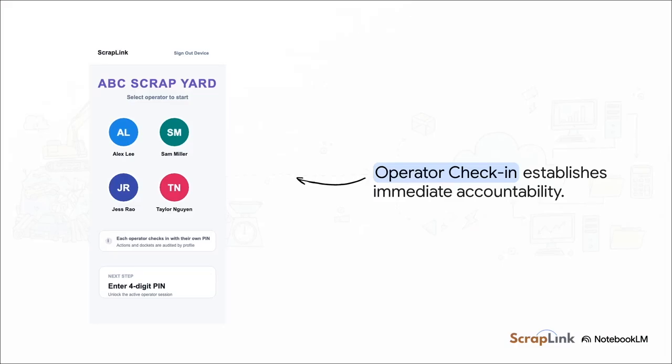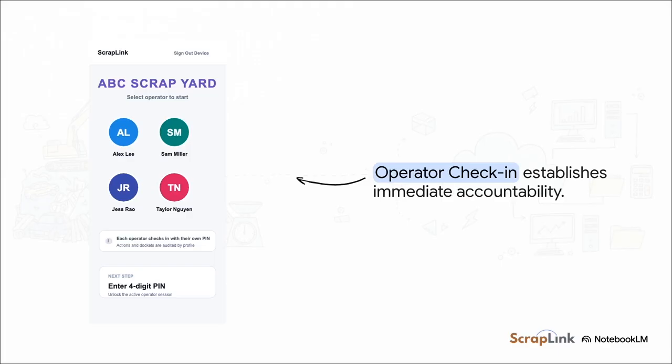Now, out in a scrapyard, the purchase process doesn't start in a boardroom. It starts exactly where the material hits the scale. And here's the real game changer. Notice that we aren't just looking at some generic shared device login. That's a huge liability. Instead, on the shared yard device, the operator picker shows every single registered operator. Before anything happens, each operator absolutely must check in by tapping their own specific profile and entering a secure 4-digit PIN. This is massive for accountability.